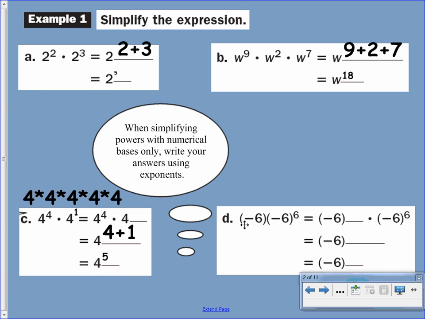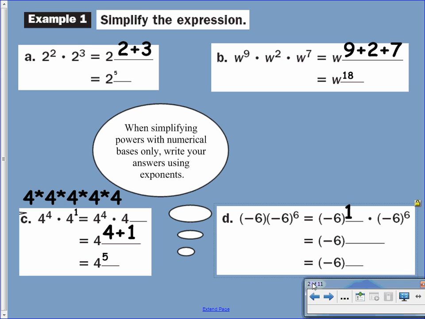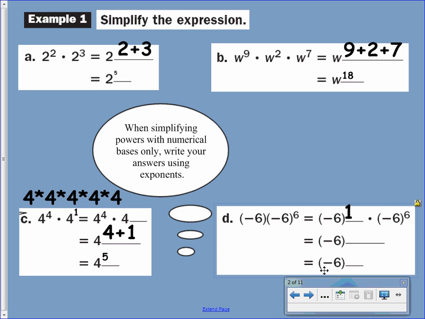Now watch out for negative numbers. Negative 6, even though it doesn't have an exponent here, we know that its exponent is actually 1. And times negative 6 to the 6th power. Now notice that the negative is in parentheses, but it's the same base. Notice that the answer has it in parentheses still. This is literally negative 6 to the 7th power.